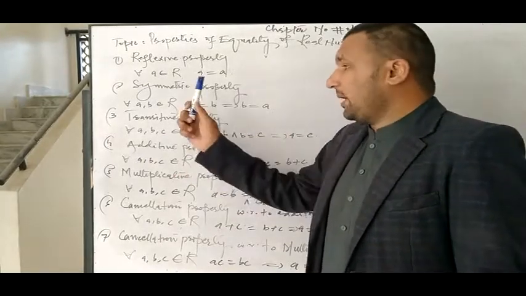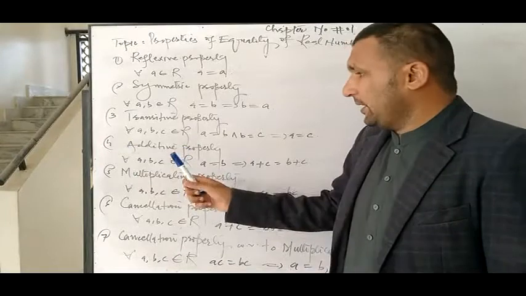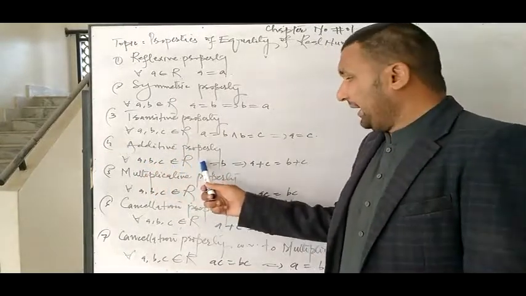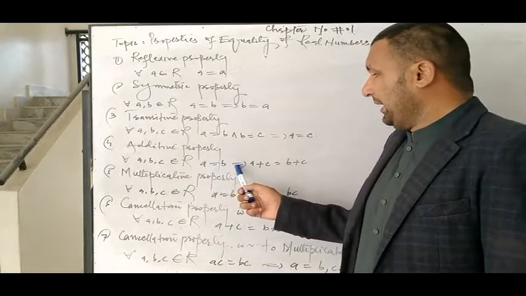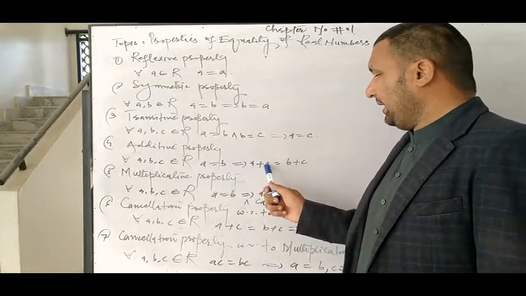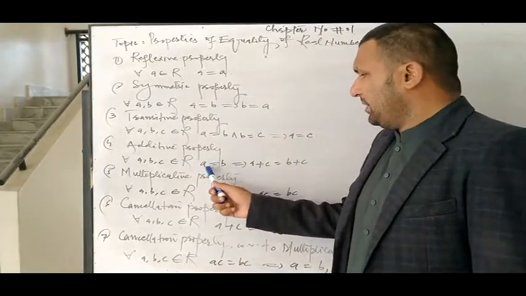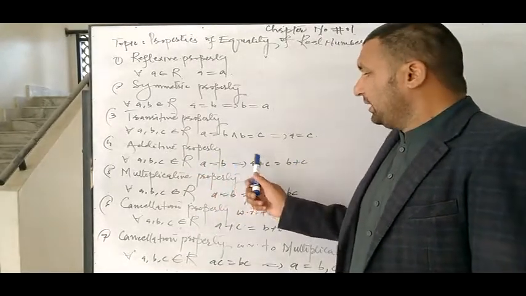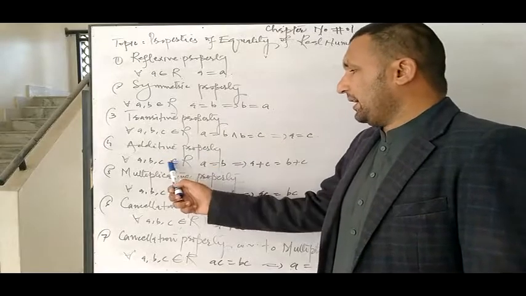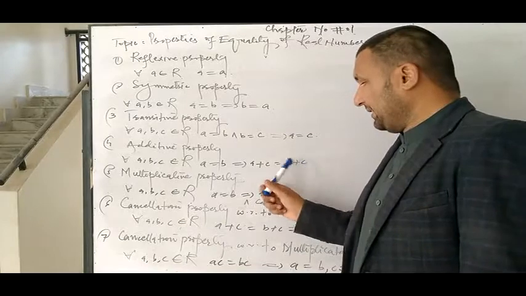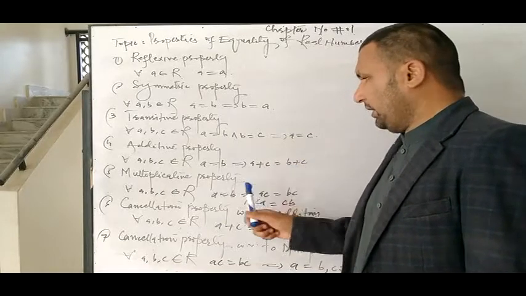Fourth, the additive property. For all a, b, c belongs to real numbers, if a is equal to b, then a plus c is equal to b plus c. Additive means if you take a third value and add it on both sides, left hand side and right hand side, the answer is equal.